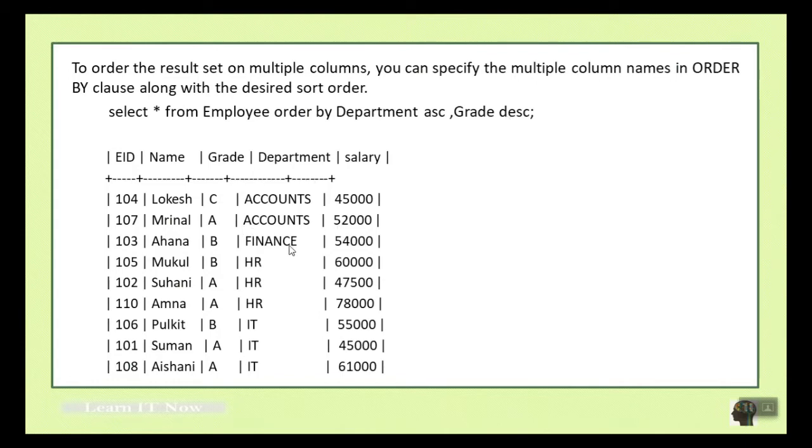So here you can see that your data is sorted department wise. You are having accounts first, then finance, then HR and IT, that is alphabetically. But within the accounts department, you are sorting in descending order. That's why grade C is coming before grade A. Here B, okay, and then A, right? So within department it is sorting descending, and when you talk about department it is sorting in ascending.